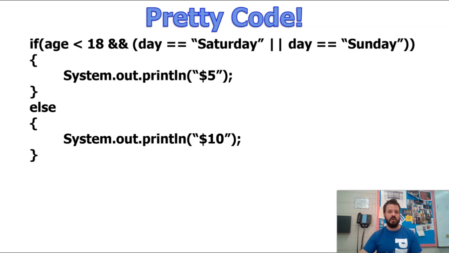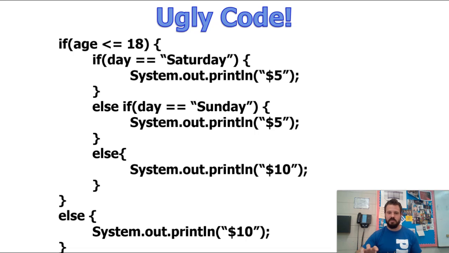Looking at this code, I can tell right off the bat what we're trying to do. We're trying to make it a $5 ticket or discount or whatever, if the age is less than 18 and the day is Saturday or Sunday, or else we'll make it 10 by default. Again, I'd say it's a lot easier to tell what's happening than when I look at this mess of conditionals right here.